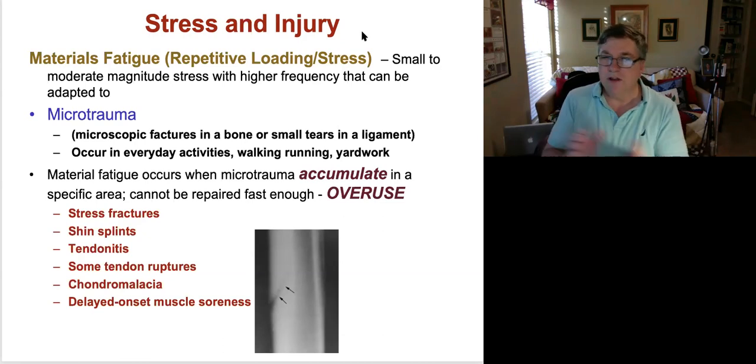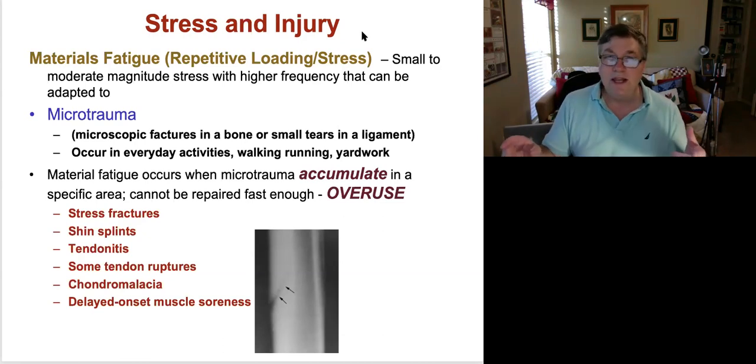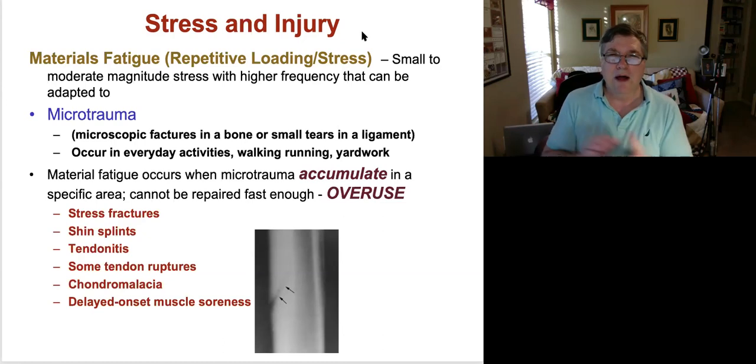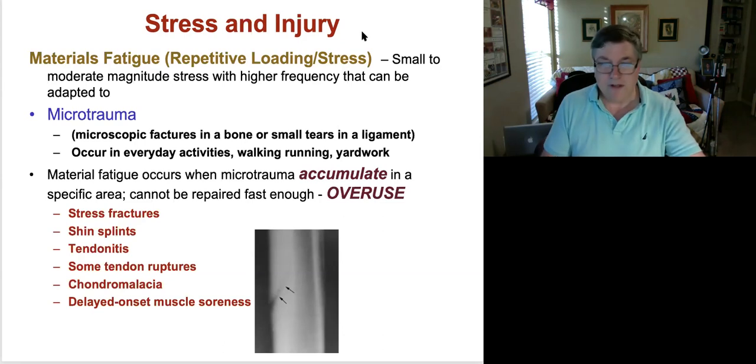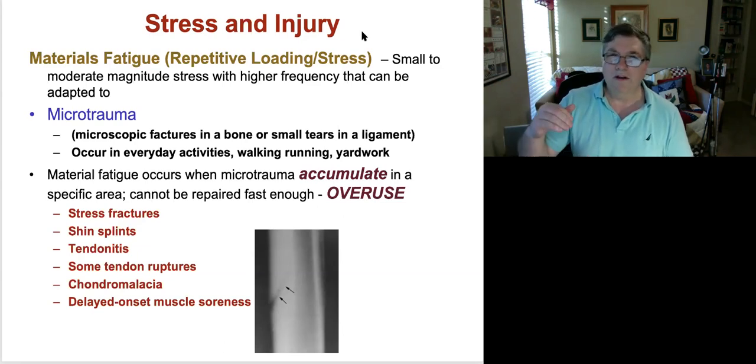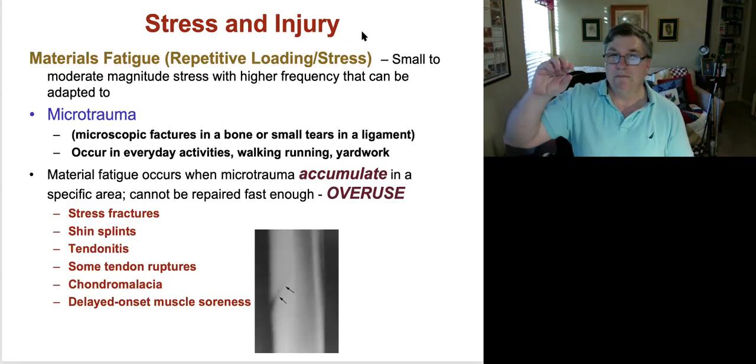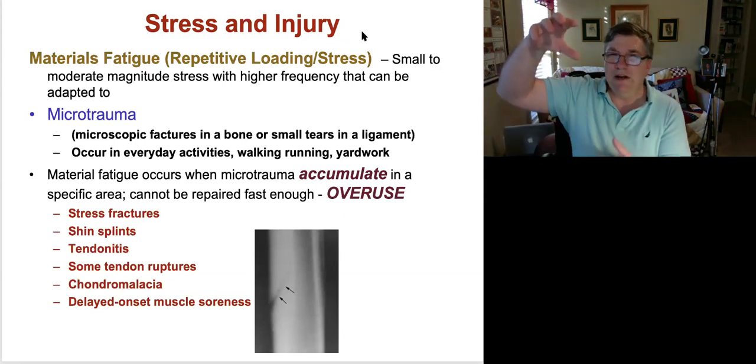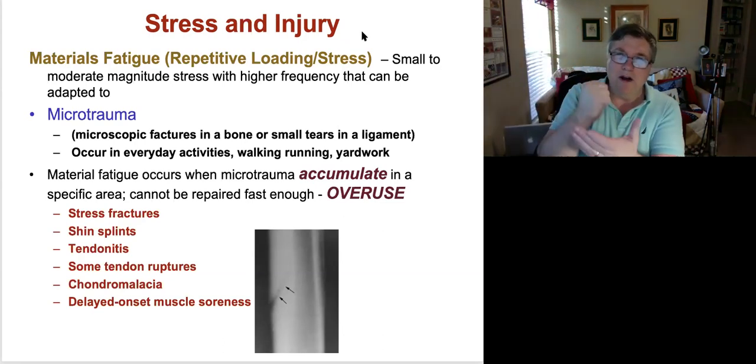Shin splints are another really good example. Tendonitis is a great example. Some tendon ruptures are caused by accumulated microtrauma that occur over time. Chondromalacia in the knee, and as we mentioned, delayed onset muscle soreness is the most common type of material fatigue injury. So again, material fatigue injuries occur when there's a modest amount of mechanical stress in terms of intensity or magnitude, but they're repeated over and over again.